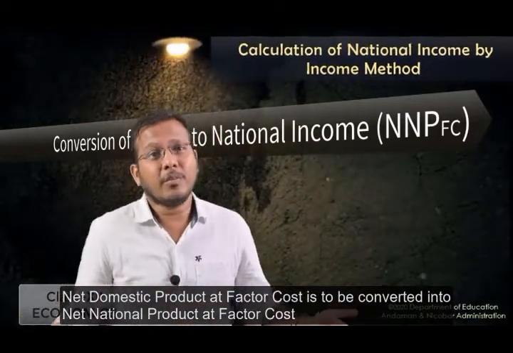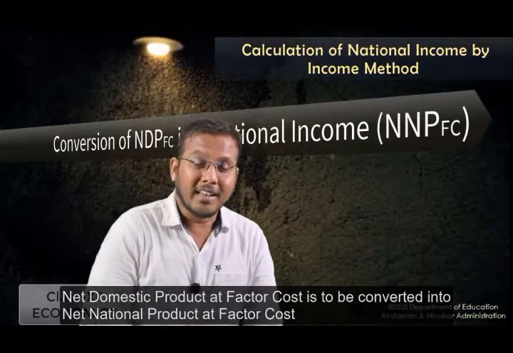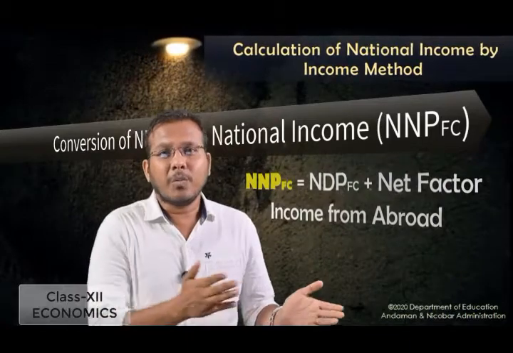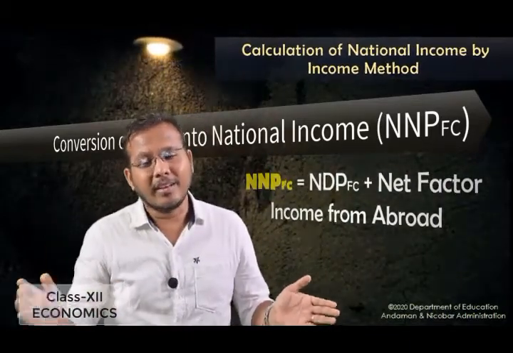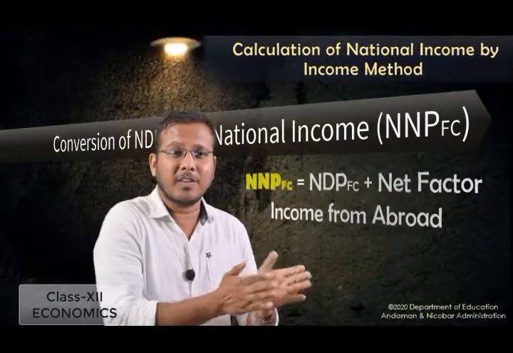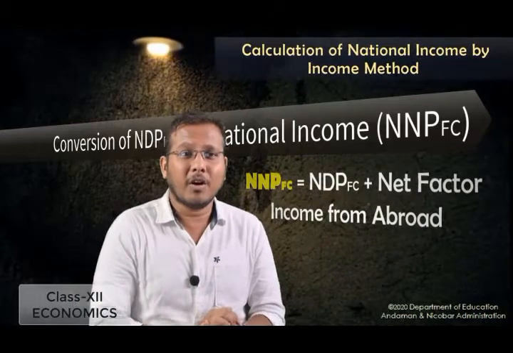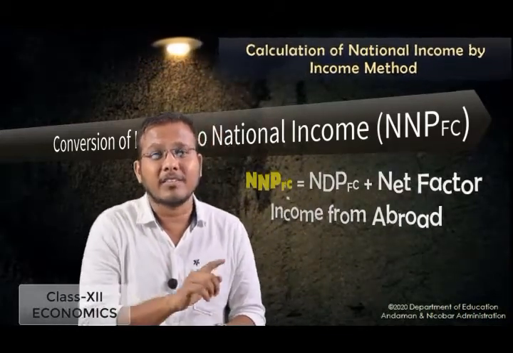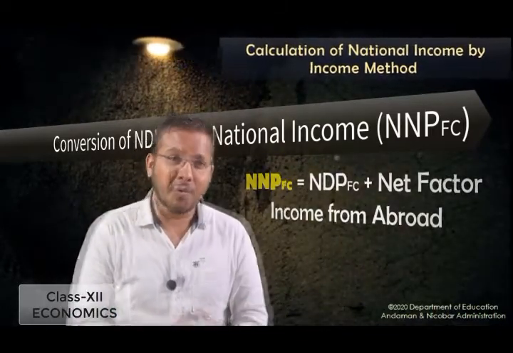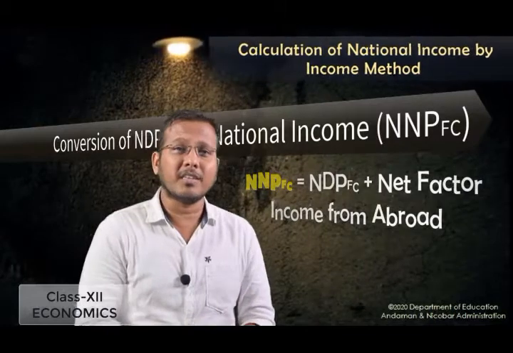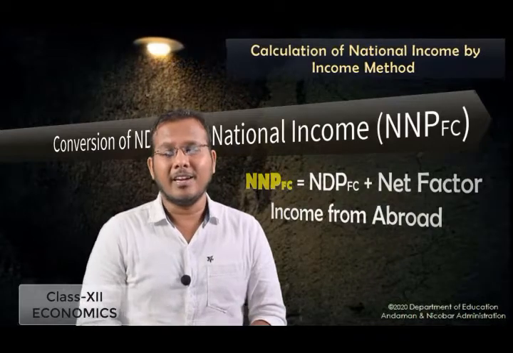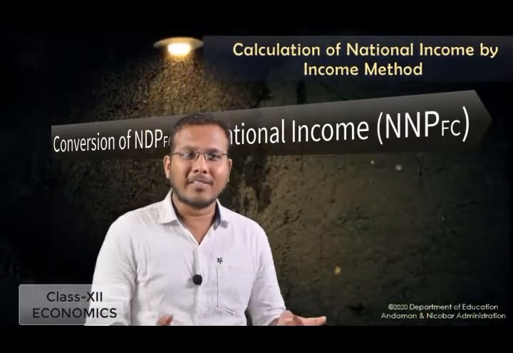So how can we change the domestic into national? Very simply, when we add the net factor income from abroad, the domestic value can be converted into the national value. The NDP at factor cost becomes the NNP at factor cost. The domestic value becomes the national value. So what will the formula be? NNP at factor cost is equal to NDP at factor cost plus net factor income from abroad. So through the income method, we can very easily get the value of national income. So students, that's all the steps involved in the calculation of national income through the income method.